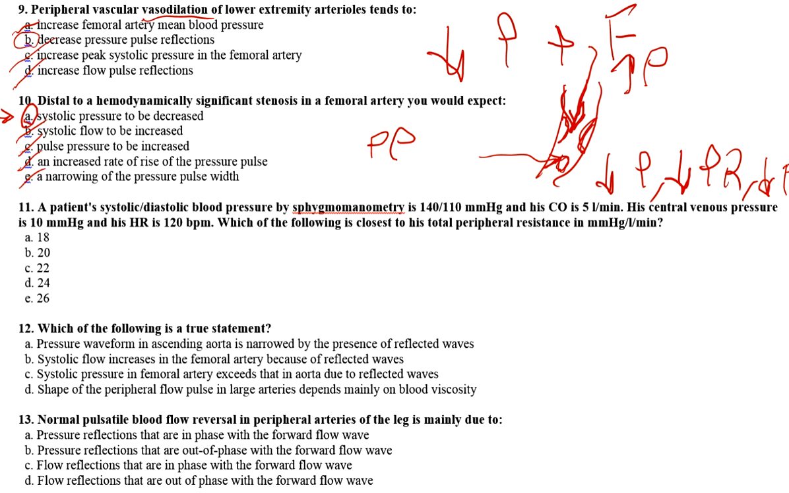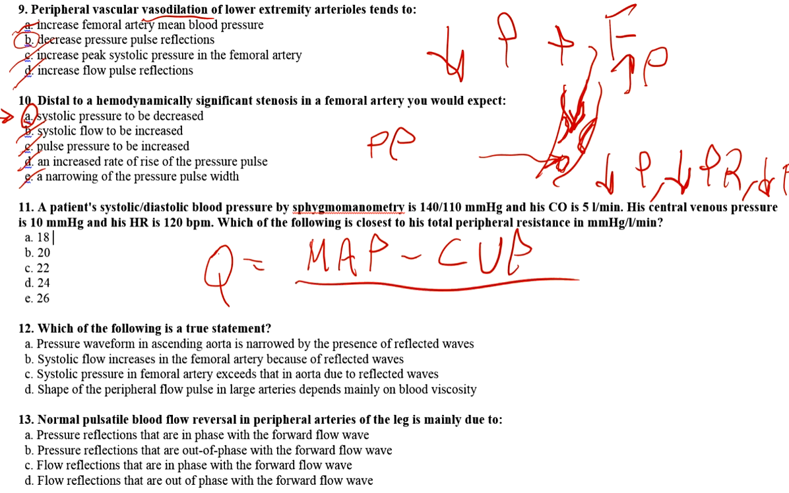Okay, so what's going on here is we're going to use that equation. Flow equals mean arterial pressure minus central venous pressure, and sometimes you can leave off the central venous pressure because central venous pressure is almost zero usually. Central venous pressure is the pressure right before the right atrium, so that's going to be one of the lowest pressures in the body. And then TPR is below that. You divide by total peripheral resistance.